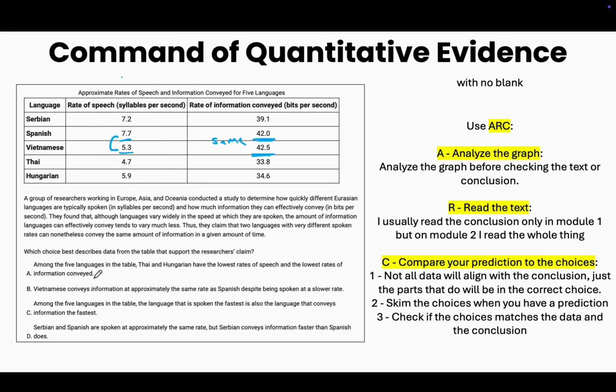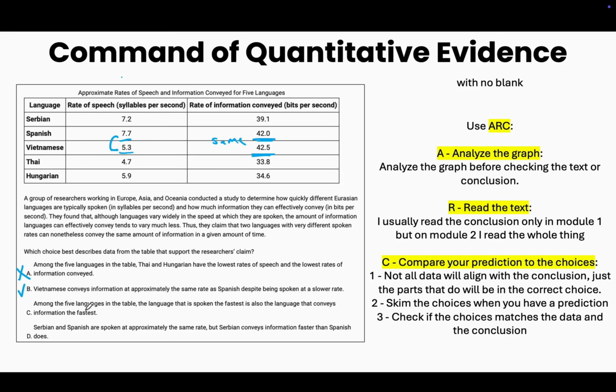Choice A. Among the 5 languages in the table, Thai and Hungarian have the lowest rates of speech and the lowest rates of information conveyed. No, this does not support the claim and does not match our prediction. If you also check, you will see that it does not match the data as well. However, if you clearly understand the claim and have a prediction, you don't need to waste your time checking the table. Choice B. Vietnamese conveys information at approximately the same rate as Spanish, despite being spoken at a slower rate. Yes, this matches our prediction and supports the claim and the data. But let's check the other choices.